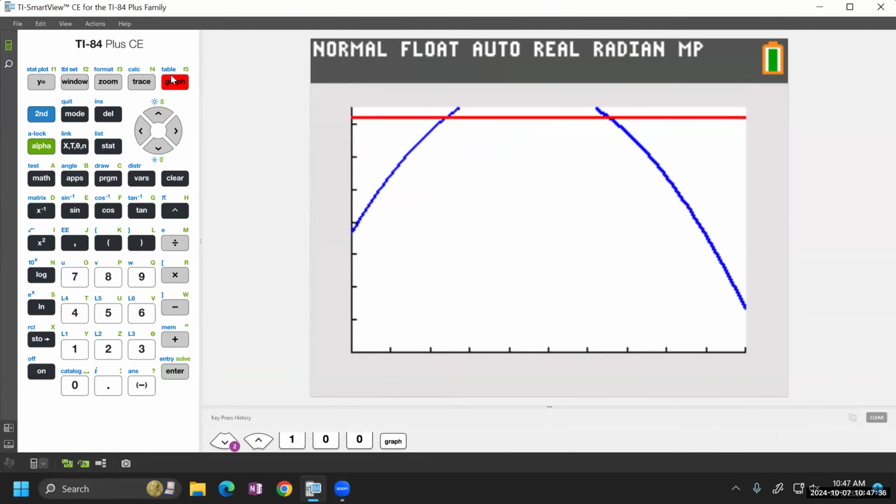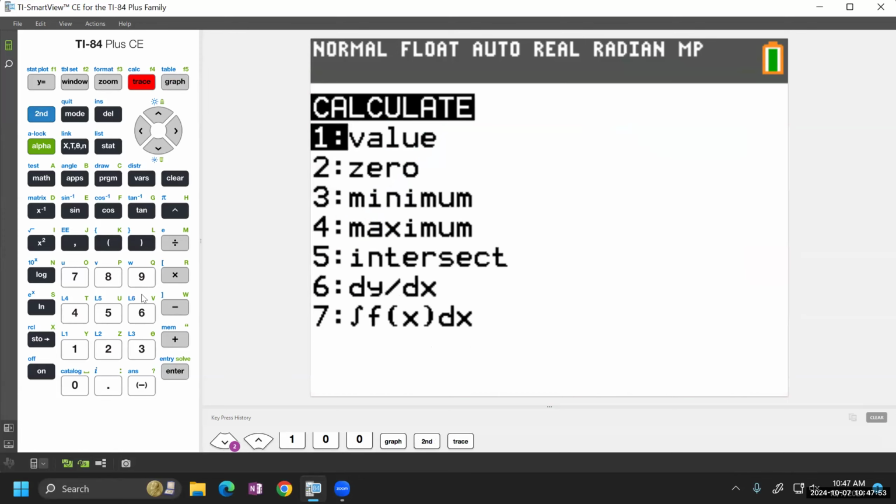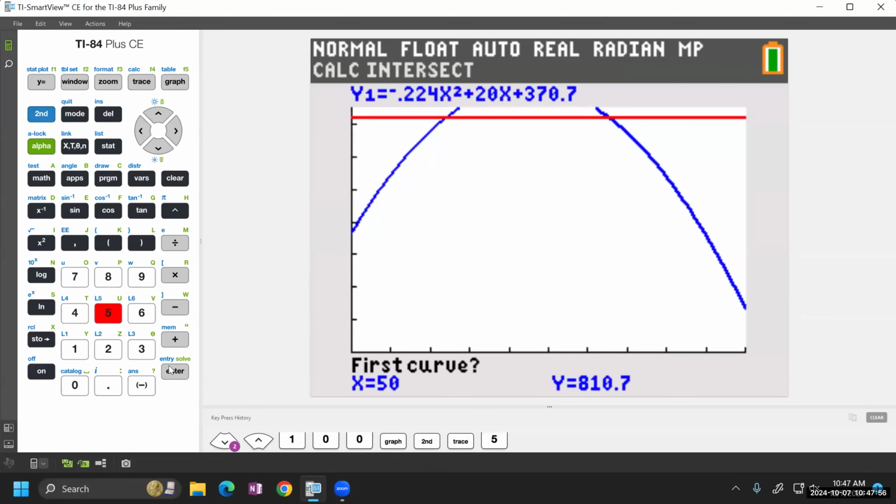There we go. So the first intersection was when x is 24.286. And where's the second one going to be? I'm going to calculate this intersection over here. So second, trace, intersect, enter, and then I just need to move the cursor somewhere fairly close to that intersection. 65?